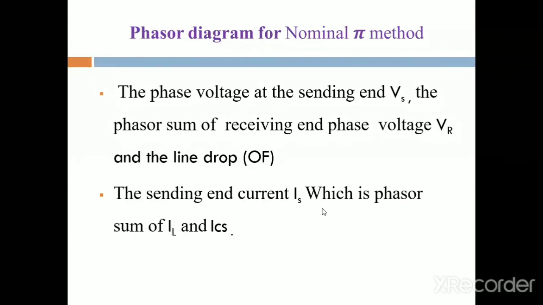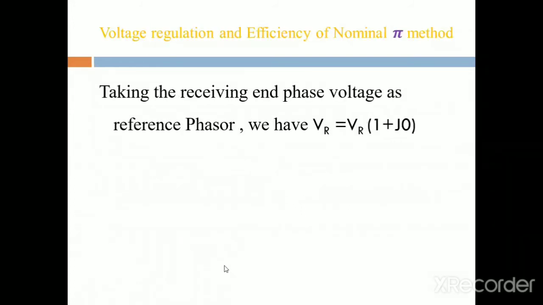The sending end current IS is the phasor sum of IL and ICS. Therefore ICS is equal to 1 by 2 omega C VS. Next we write down the equations for that. By using these equations, we find out the voltage regulation and efficiency of a nominal pi method.